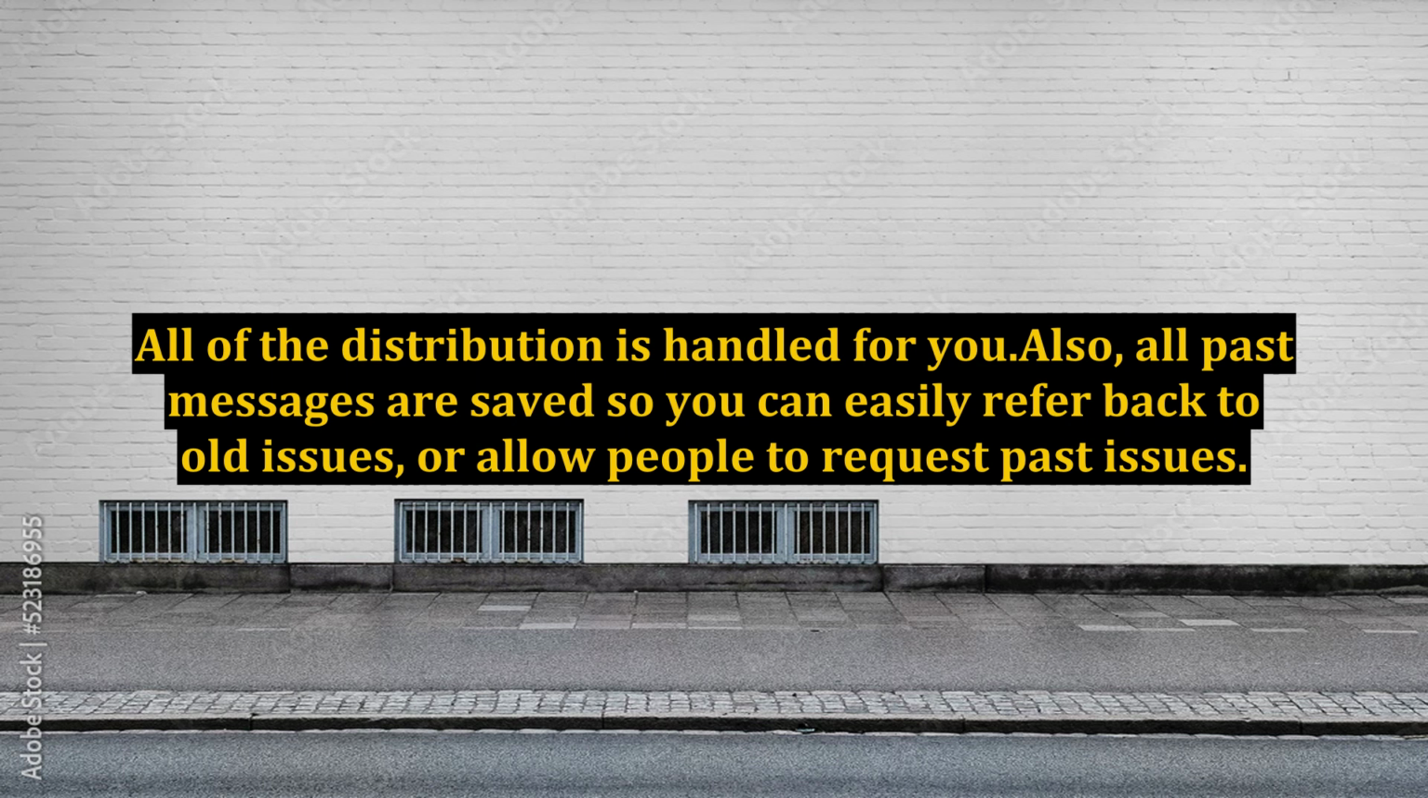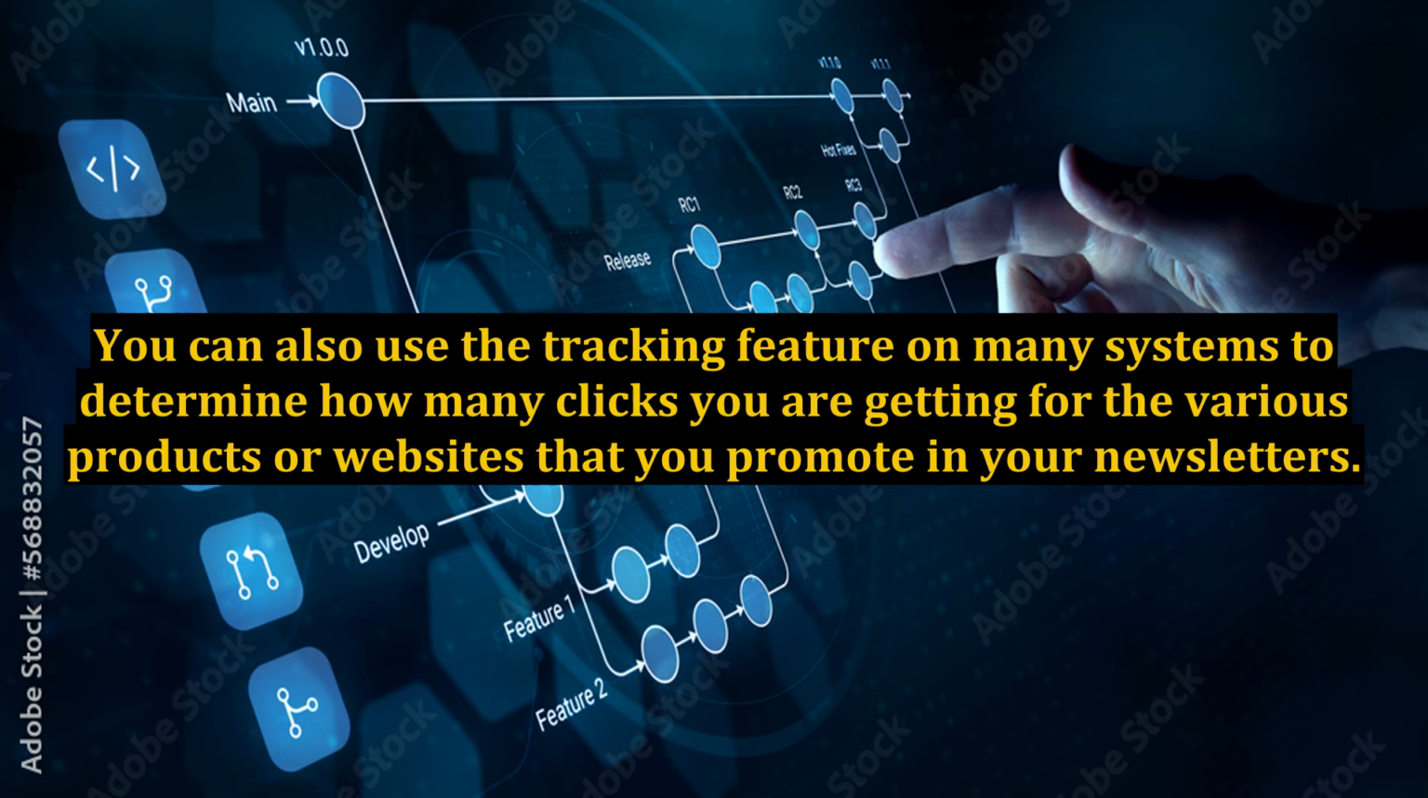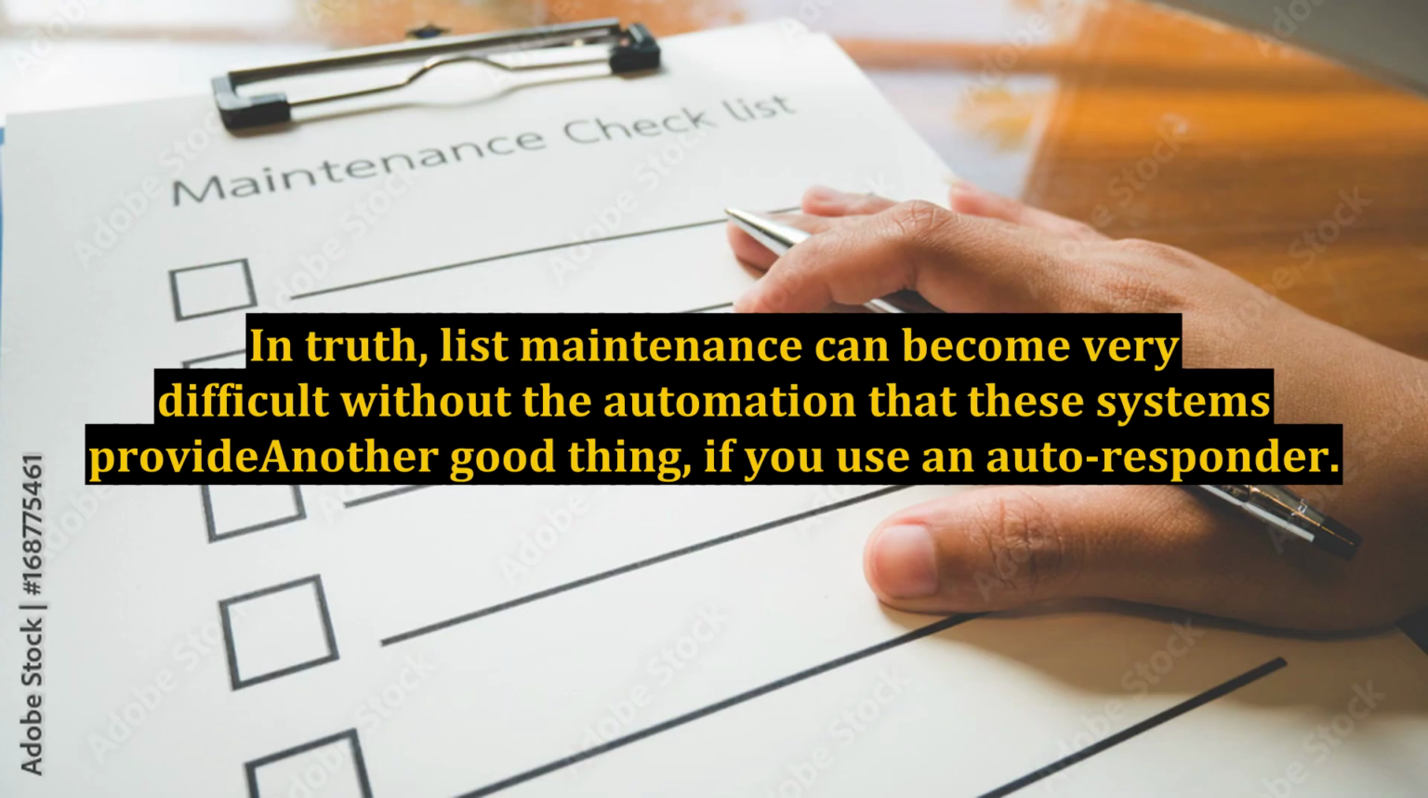Also, all past messages are saved so you can easily refer back to old issues, or allow people to request past issues. You can also use the tracking feature on many systems to determine how many clicks you are getting for the various products or websites that you promote in your newsletters. In truth, list maintenance can become very difficult without the automation that these systems provide.